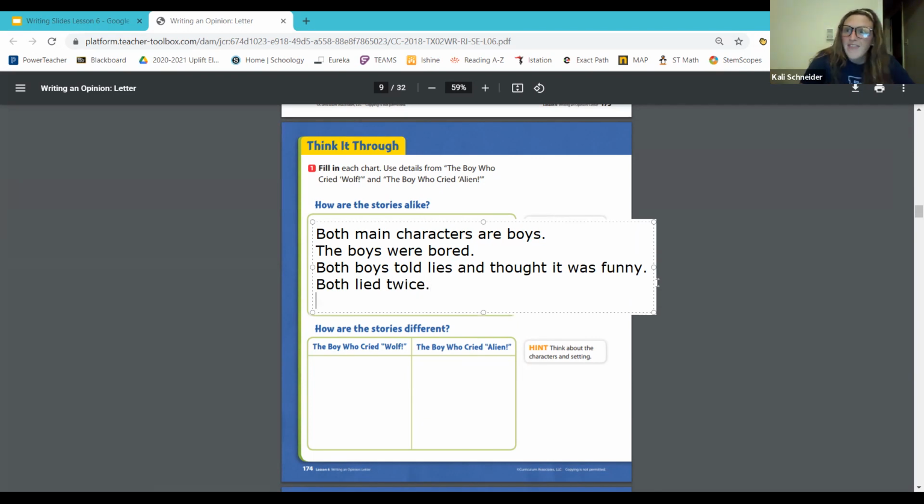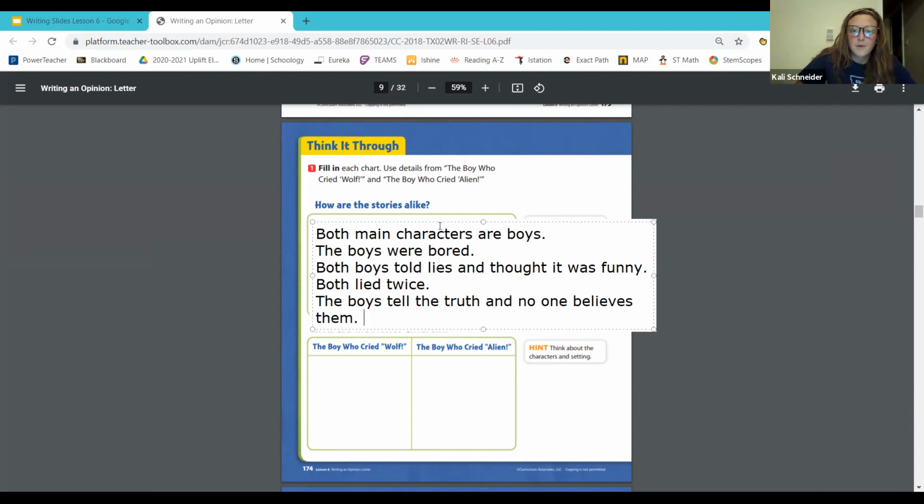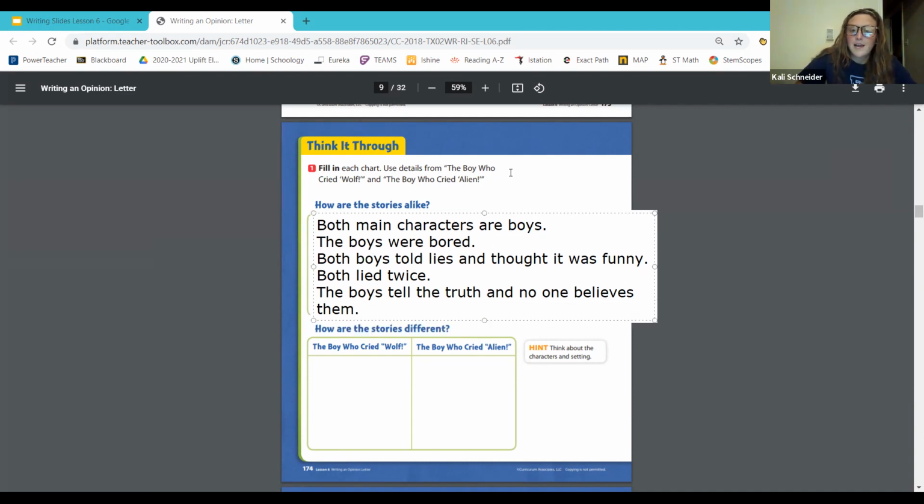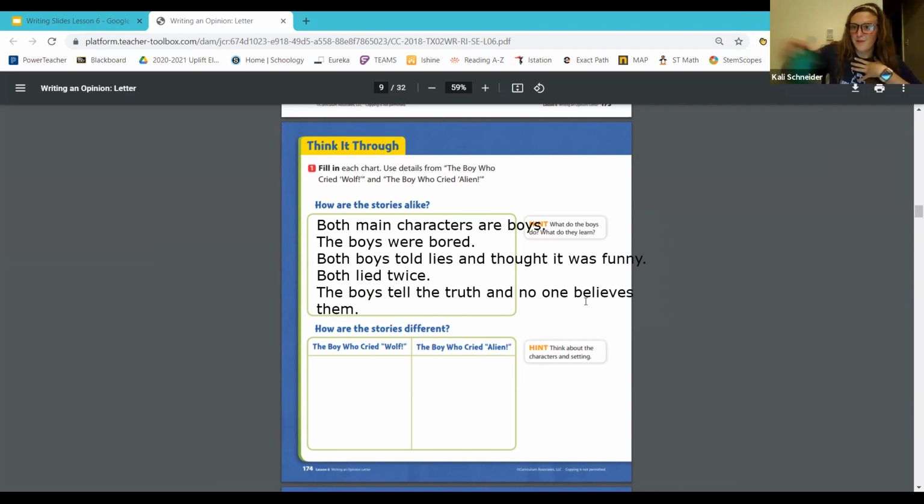And at the very end, both of them were telling the truth, but no one believed them. So the boys tell the truth and no one believes them. So those are the things that both of our stories had in common. If you thought of anything different or anything more, you could add that. If you need to pop us here to make sure that you have all of them written, you may.